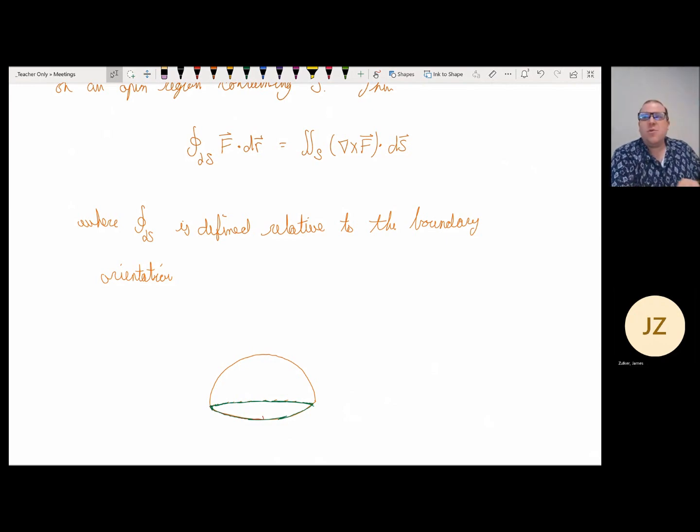Keep in mind that Stokes' theorem also works in reverse. If you're asked to find the flux of the curl of a vector field over an open surface, you can also evaluate it as a circulation. It does work both ways.